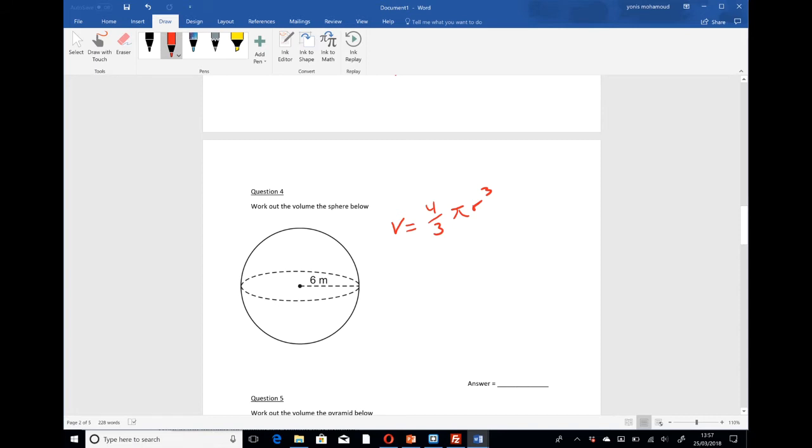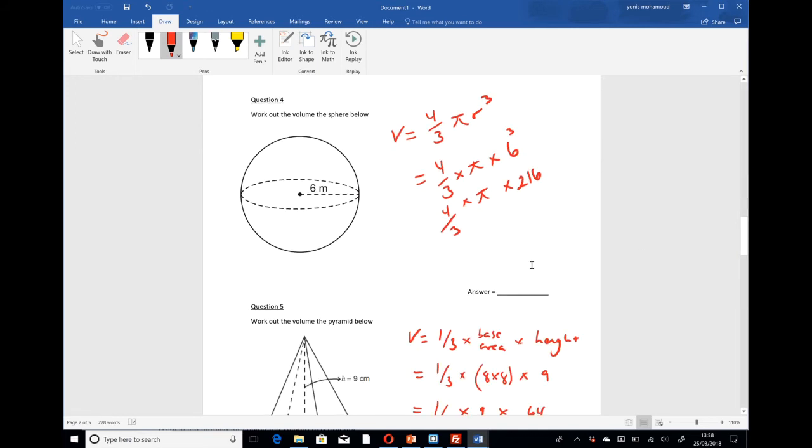Okay, so let's go over question number 4. Question 4 asks, work out the volume of the sphere below. To work out the volume of the sphere, you're going to have to memorize this formula, which is volume is equal to 4 over 3 times pi times r cubed. So 4 over 3 times pi times 6 cubed. Okay, so 6 cubed is 216 times pi times 4 over 3.